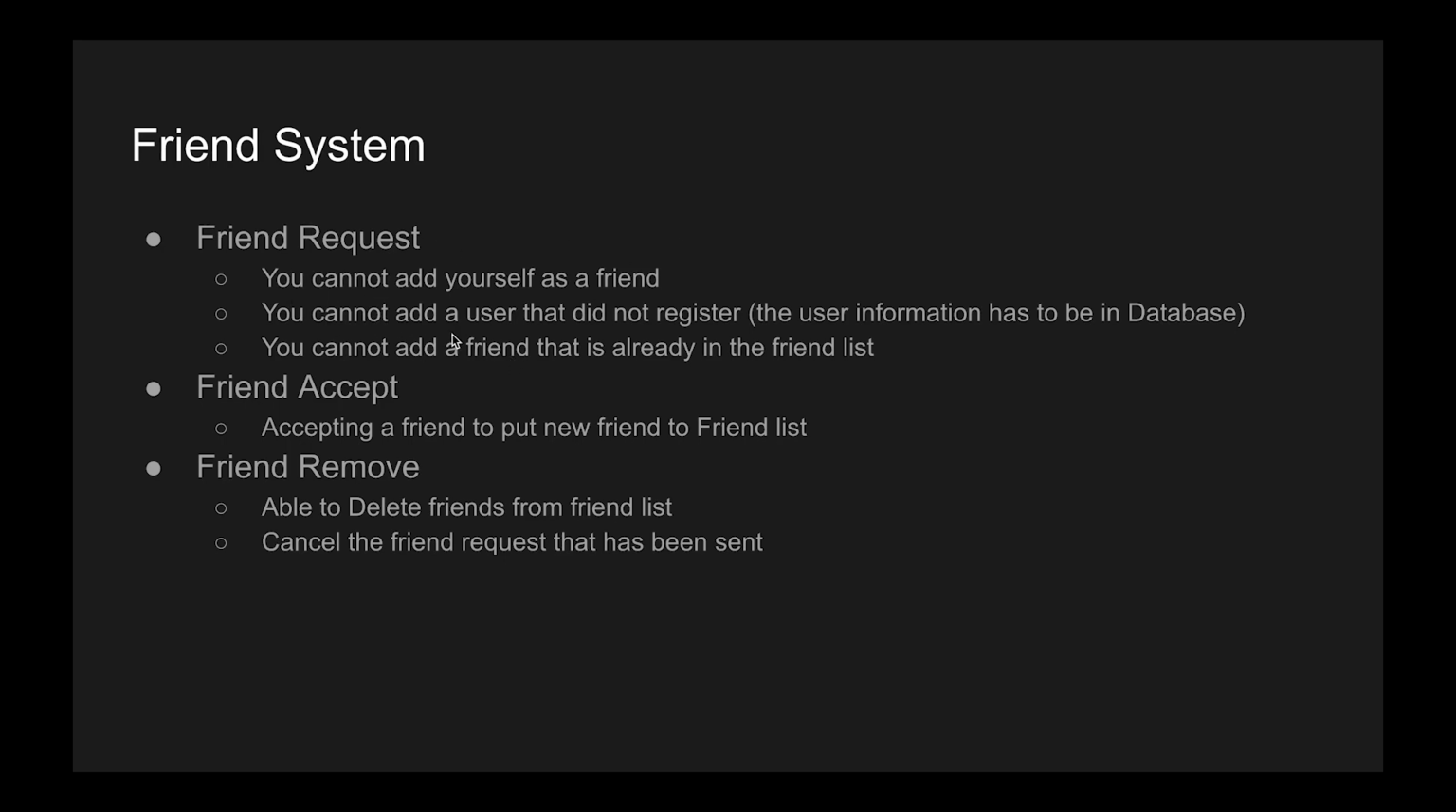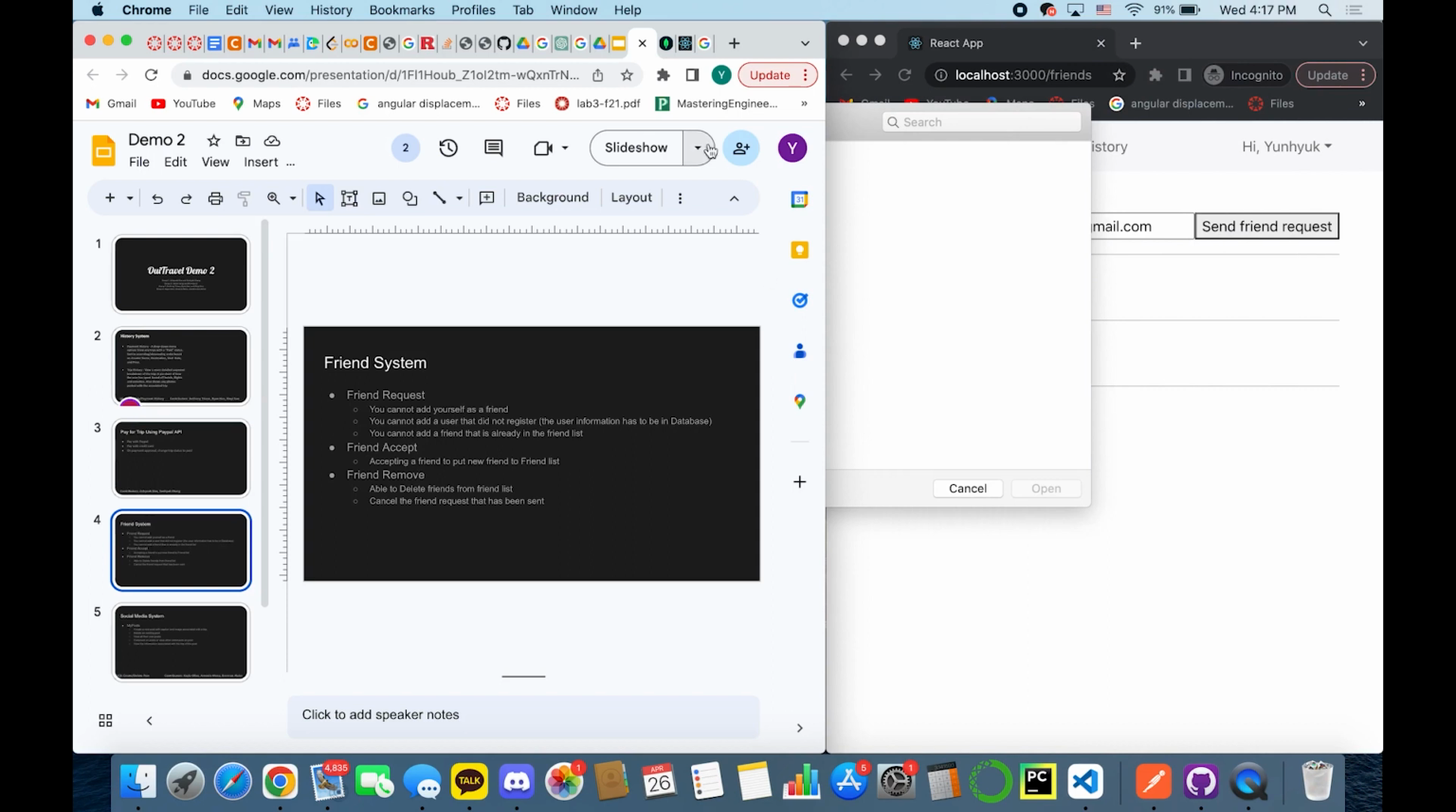If the user's trying to add a friend that has not been registered in the website, meaning it's not inside our database, it will also reject. And if the friend is already a friend, or status friend, then it will reject since we're already friends. For friend accept, we're just accepting a friend for the other user as a friend. And friend remove, we're just going to delete the friends from the friend list and cancel the friend request that has been sent, or decline the friend request that has been received.